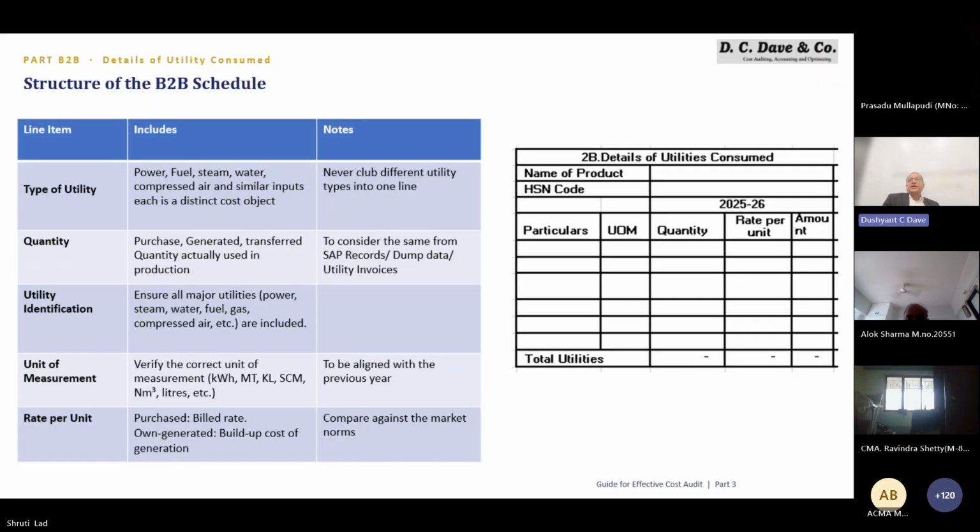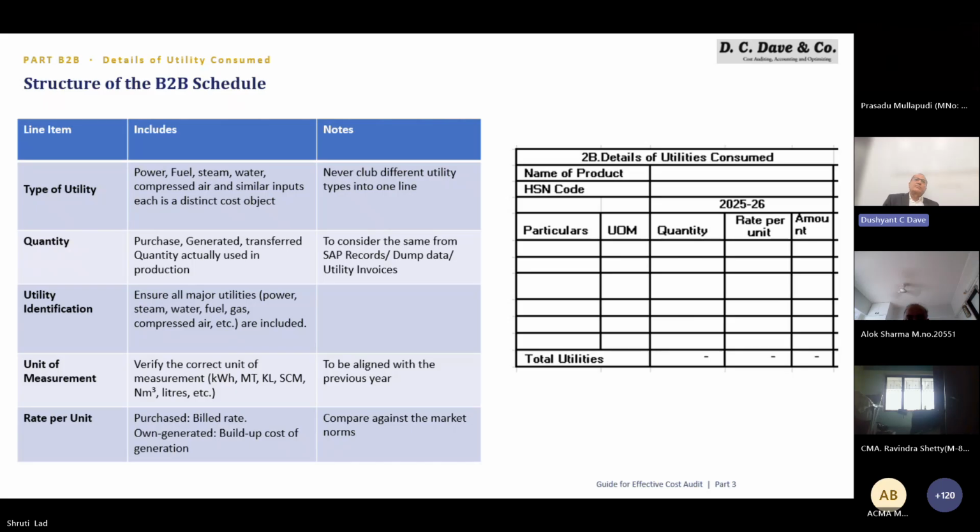I put B2B again on the screen: details of utilities consumed, name of product, HSN code, not of the utility, but HSN code of the product which you are manufacturing, and the type of utility. So let me take you one by one. On the right hand side is our annexure B2B, and on the left hand side you will see the structure of this B2B schedule. So type of utilities: power, fuel, steam, water, compressed air, similar inputs. Again, don't club different utility types into one line. You just don't call it utility. It's a different utility. You have to classify it separately.